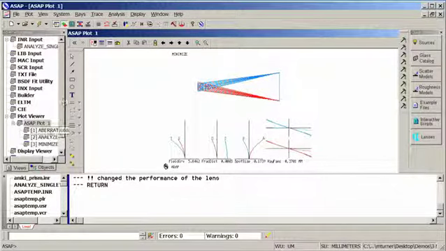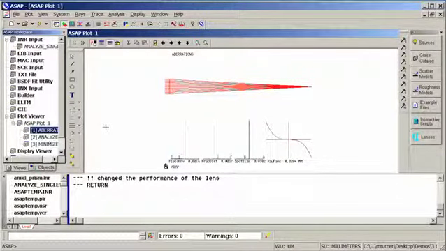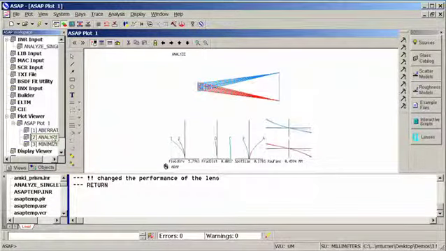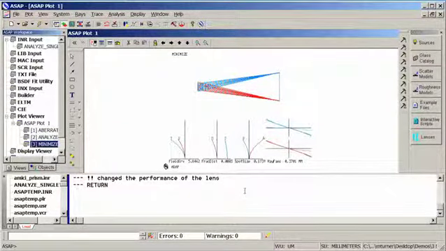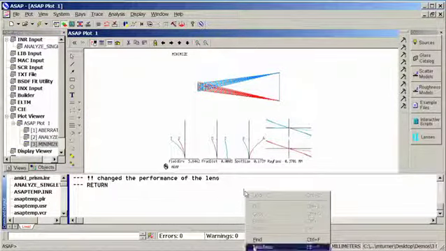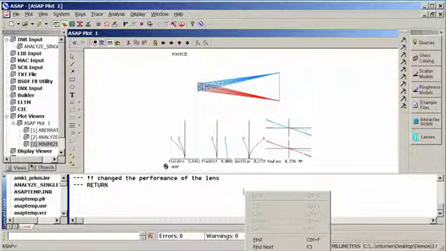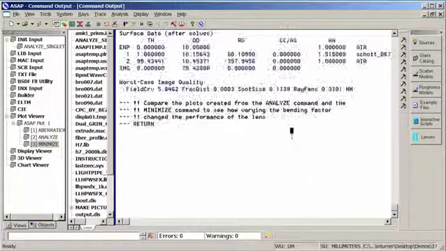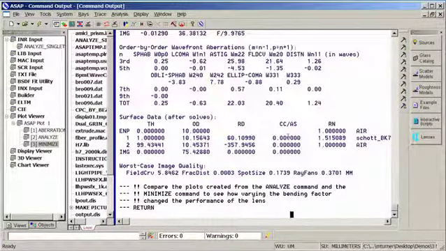We initially started out with plain parallel plates and, of course, very poor image quality. As we optimize the system, we can see that ASAP determines the appropriate shape factor to minimize our aberrations. I'm going to look at my command output window here, so I'm going to enlarge that for a moment, and we can see information about the spherical aberration coefficients, chromatic aberration coefficients, etc. We can also see information about the surface after the optimization.